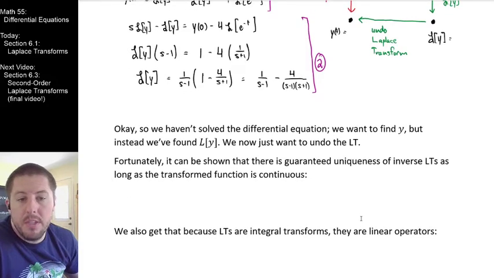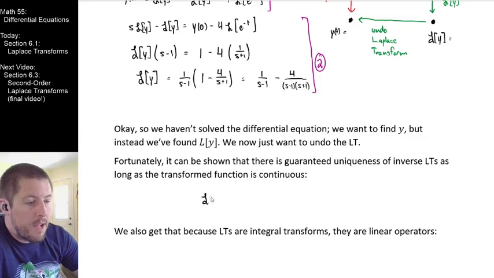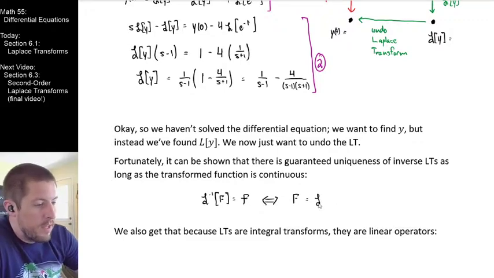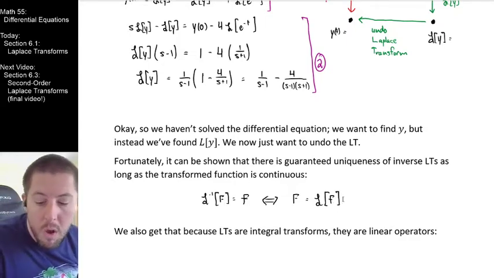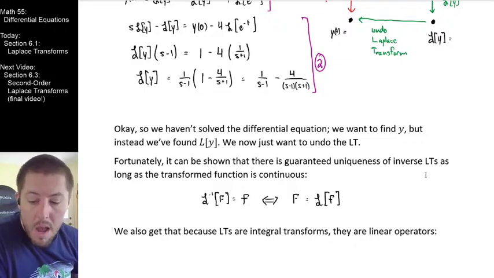Fortunately, it can be shown that there's a guaranteed uniqueness of the inverse of Laplace transforms as long as the transformed function is continuous. So all that's saying is the Laplace inverse of some capital F being equal to lowercase f is always going to be equivalent to f being equal to the Laplace transform of our lowercase f. So we can always undo these in the same way that we did these.